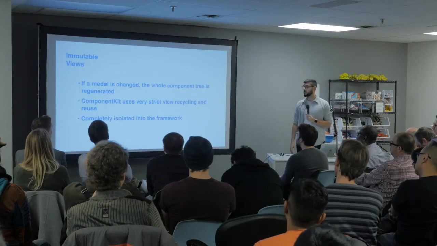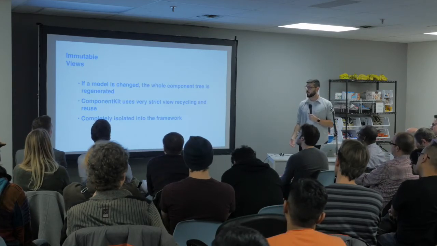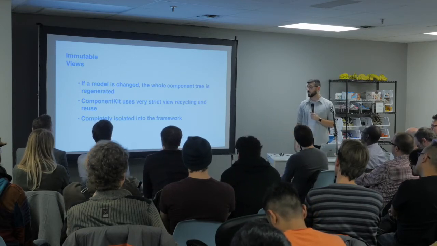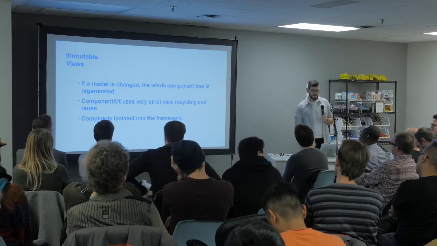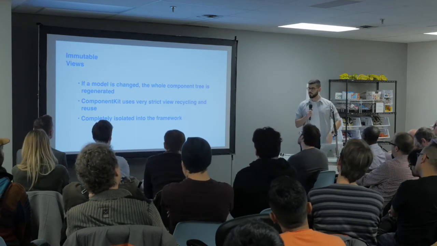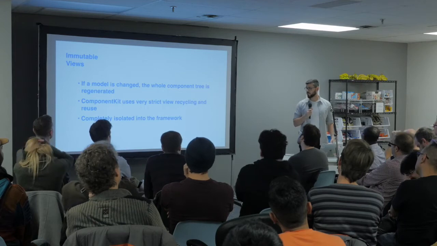Immutable views. So this is a different concept. If the model is changed, the whole component gets reloaded, the whole tree gets reloaded. So how does it do that? How does it actually preserve performance? Isn't that really expensive? You're reloading your whole view every time something changes.